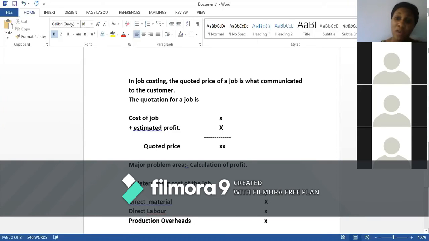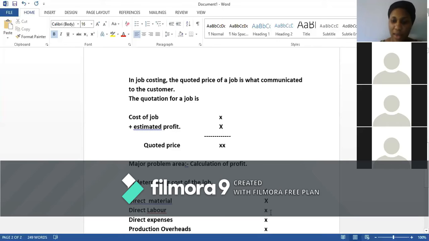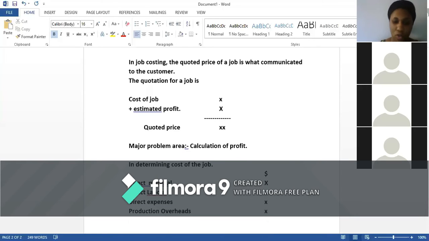So when we're looking at the sum of all indirect production costs, we are looking at indirect material, indirect labor, and indirect expenses, right? You agree with me. So if there's anything like direct expenses, good and fine, you add that. Then when you have this, you have total job cost.